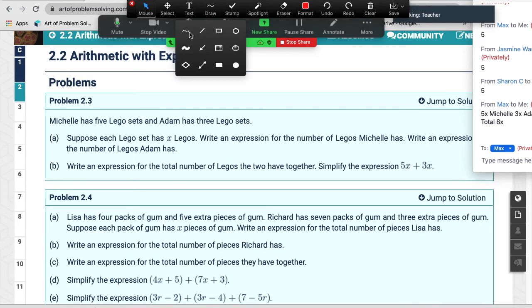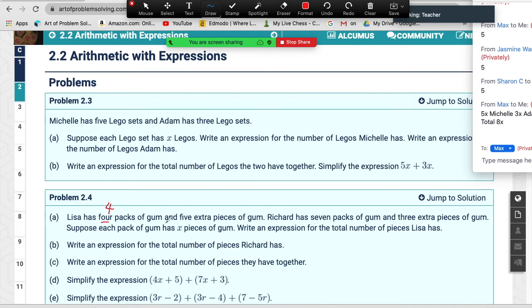Now if you did not memorize the information, you can go back and double check. See here, Lisa has 4 packs of gum and 5 extra pieces of gum, and Richard has 7 packs of gum and 3 extra pieces of gum. Then they say each pack of gum has x pieces of gum. Write the expression for the total number of pieces Lisa has. So Lisa has 4 times x plus 5, right? Because each pack has x gum. So Lisa has 4 packs of gum and 5 extra. So the total number Lisa has is 4x plus 5.